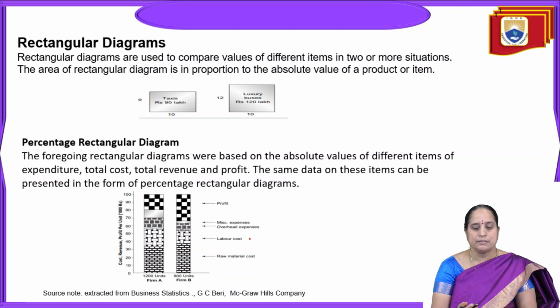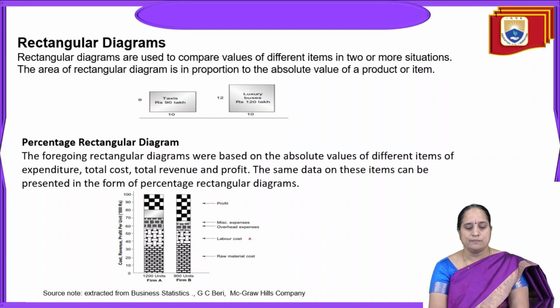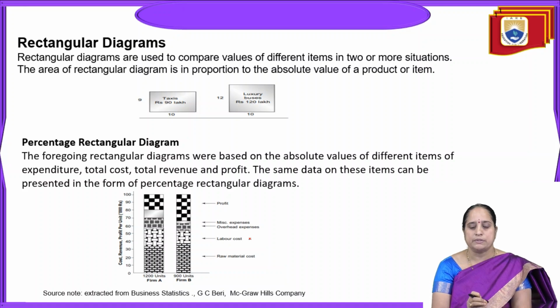The next, percentage rectangular diagram. So this is another type. So here we'll consider the absolute values of different items of expenditure, total cost, total revenue and profit. The same data on these items can be presented in the form of percentage rectangular diagrams.